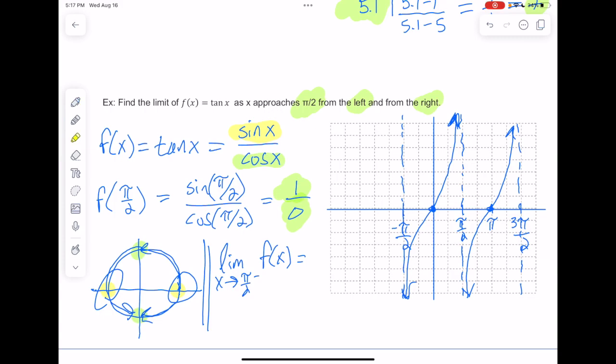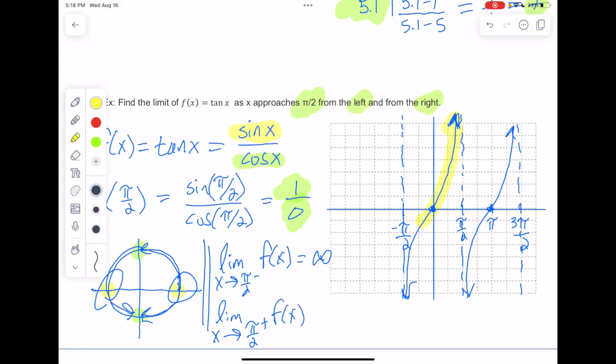So we're approaching pi over 2 coming from the left towards pi over 2. We are going up towards infinity, so this would be positive infinity. What's the limit as x approaches pi over 2 from the right-hand side of f of x?